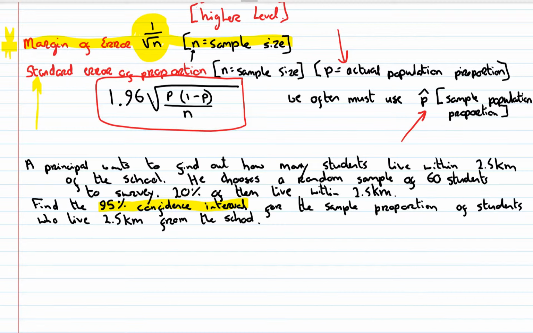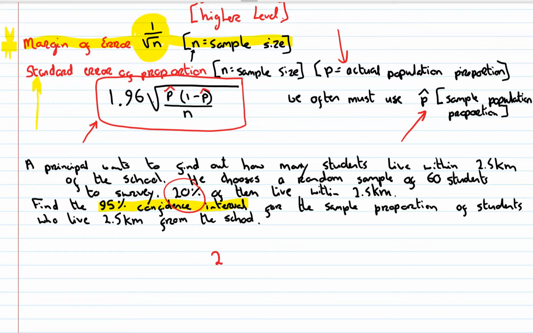It's just a little hat over the p. And what that is, is the sample proportion. And the sample proportion is basically, in this case, the 20%. So of the sample of kids the principal has taken, 20% of them say they live within 2.5 kilometres. So we don't have the actual proportion, so we must use the sample proportion. And it works the exact same as the previous one I showed you with the margin of error, except this time we'll be adding this to the 20% and taking that away from the 20%.